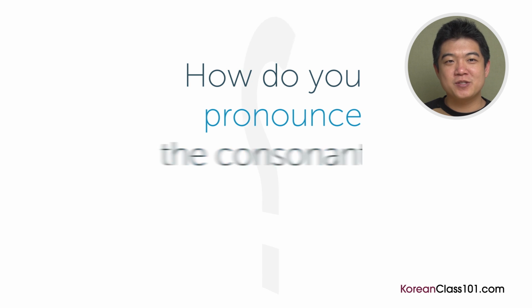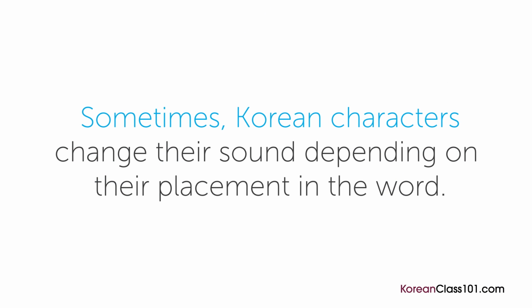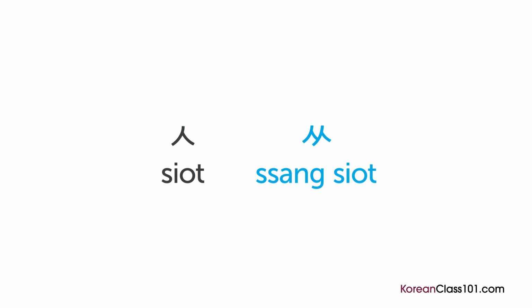The question for this lesson is, how do you pronounce the consonants 시옷 and 쌍시옷? Sometimes Korean characters change the sound depending on their placement in the word. 시옷 and 쌍시옷 are both good examples. Let's go over how to pronounce 시옷 and 쌍시옷 correctly.